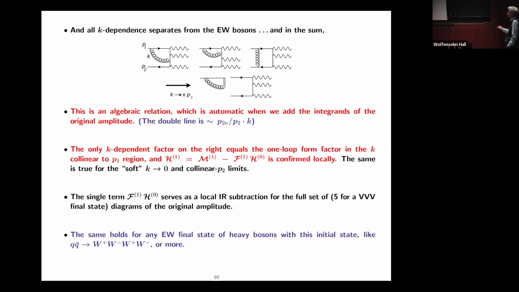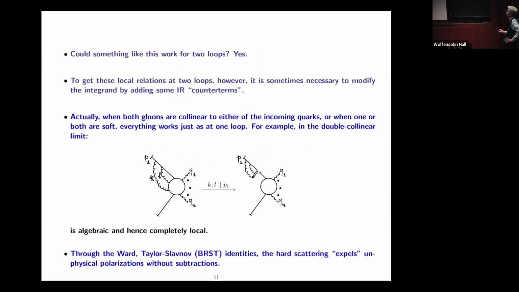So 5 diagrams of the original amplitude. And the same holds for any electroweak final state of heavy bosons with this initial state, like W plus, W minus, W plus, W minus, or more. So could something like this work beyond one loop? Okay, we've demonstrated locality already very simply and algebraically.